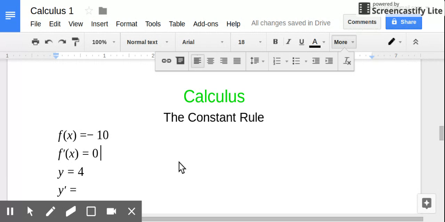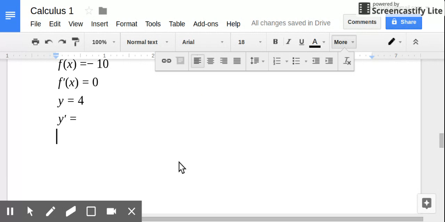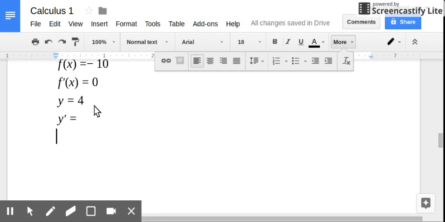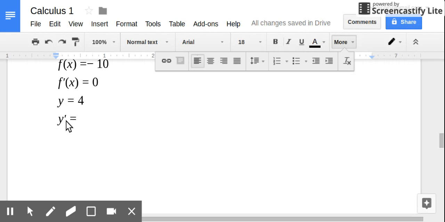So different notation here, as you can see. The derivative, it's asking for y prime. That means that we need to find the derivative, and that derivative is 0 because 4 is a constant. Okay.